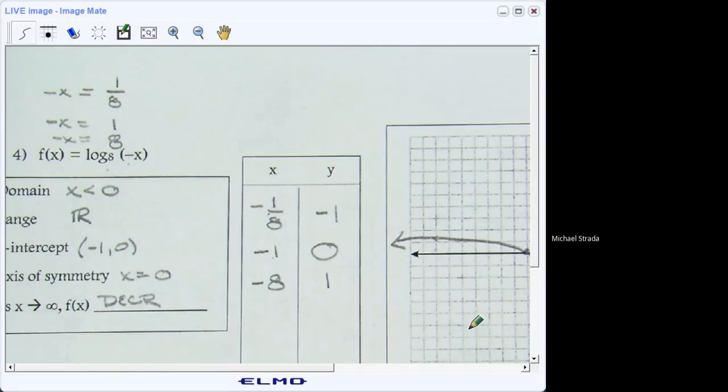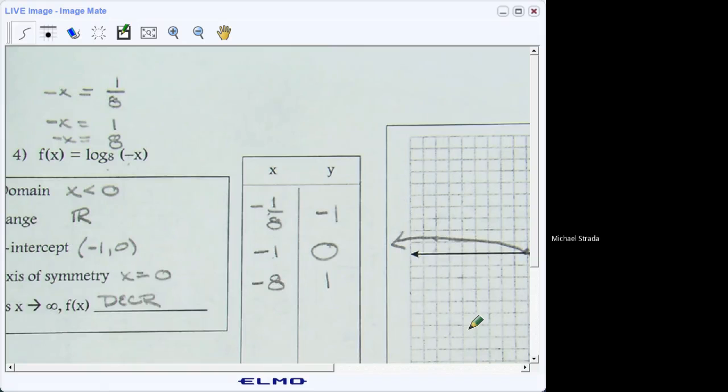I'm sure some of you can do it in your head, that's fine. The net result, of course, is dividing by a negative. When I divide by a negative, my sign flips. So the 1/8 goes to negative 1/8. The 1 goes to negative 1. The 8 goes to negative 8. Thus, when I plug it back in, the negative of negative 8 is 8. The negative of negative 1 is 1. The negative of negative 1/8 is 1/8. It brings you back to negative 1, 0, 1.